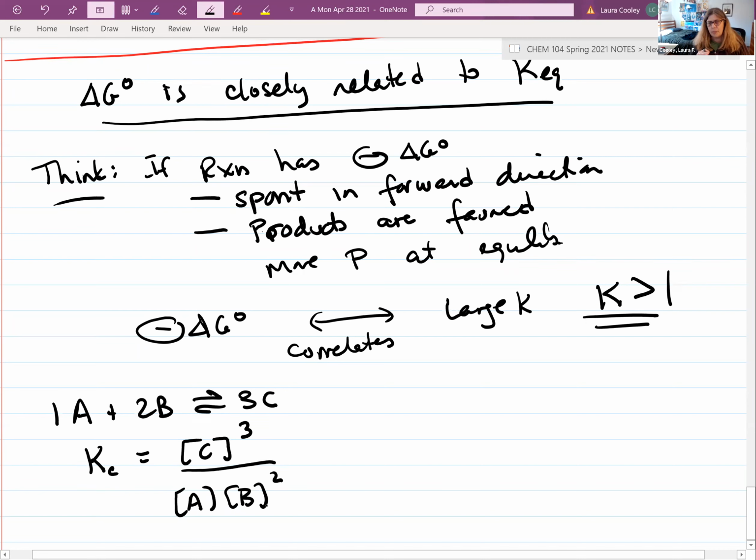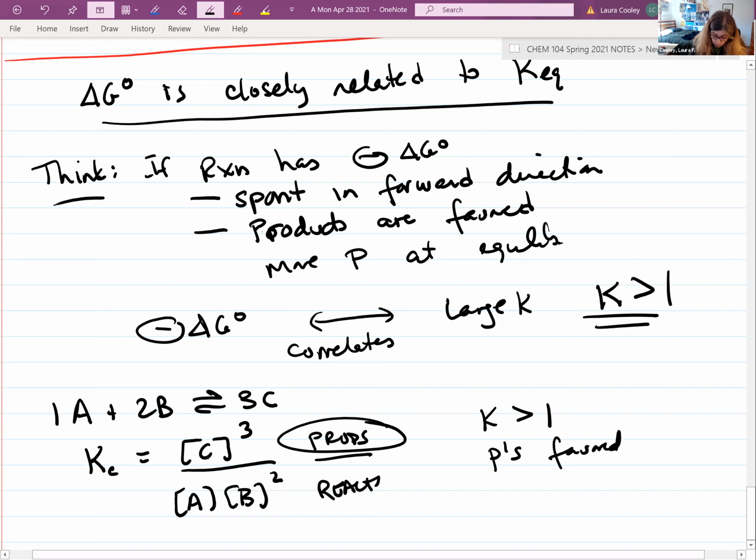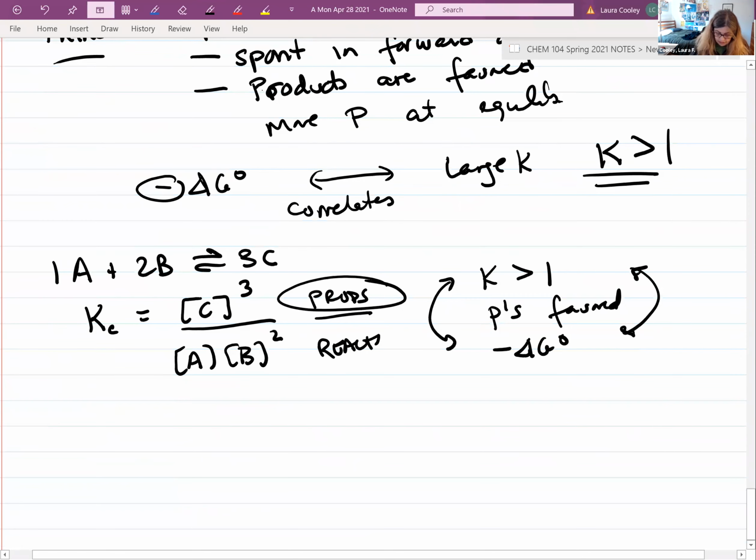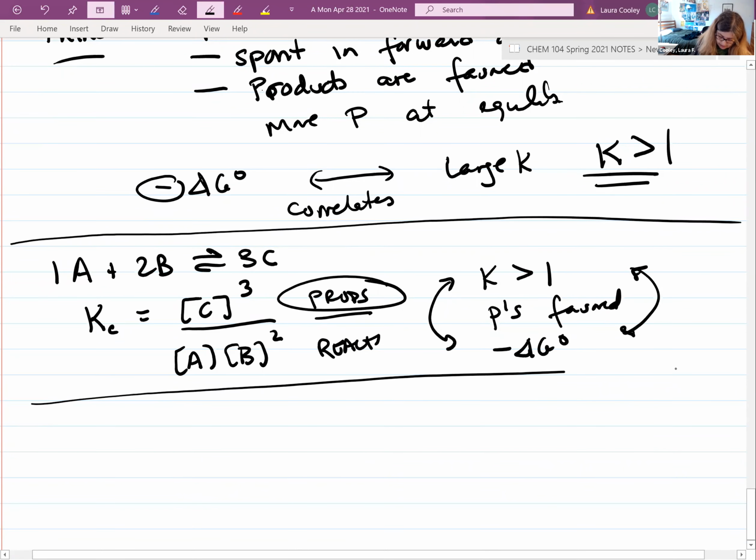It's going to totally screw up your answers on the next exam if you don't know how to write your equilibrium constant. It's products over reactants. And so if K is greater than 1, the products are favored. That means you'll have more products at equilibrium. And that goes along with a negative delta G0. So there's this correlation, and that correlation isn't there if you're writing your K in the wrong way. So please be careful not to do that. So write your K as sort of an aside.